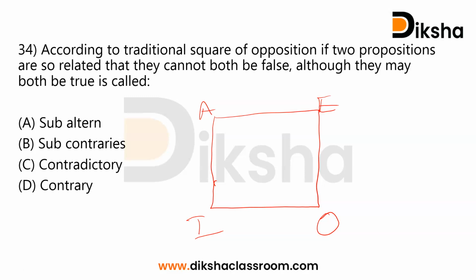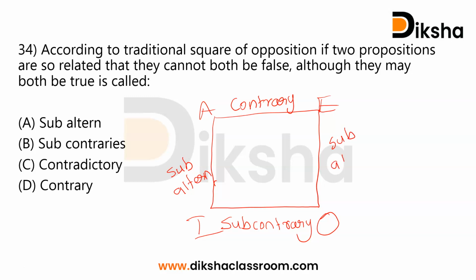So there will be a relation between A and E, which is contrary. Then we have the relation between I and O, which is subcontrary. Then we have the relation between A and I, and E and O, that is subaltern. Then we have the relation between A and O, and E and I, that is contradictory.